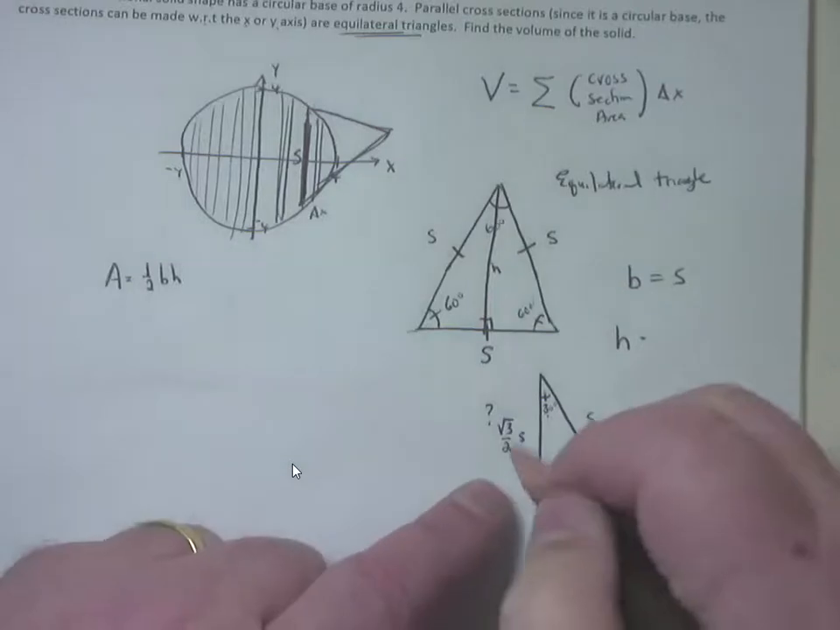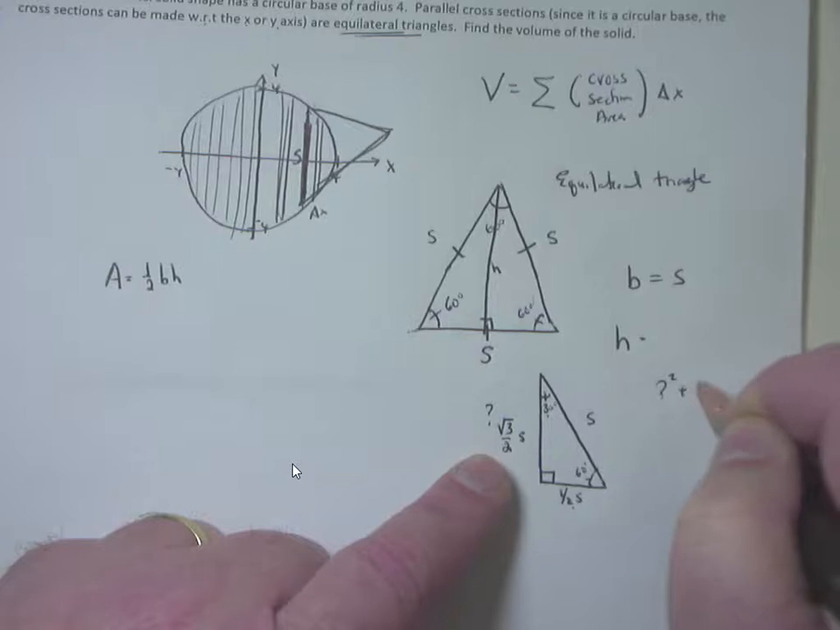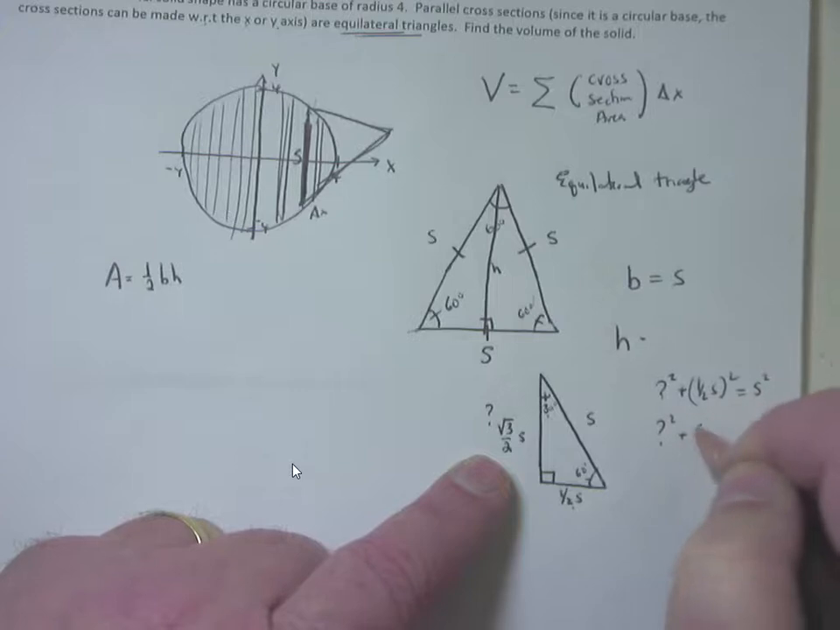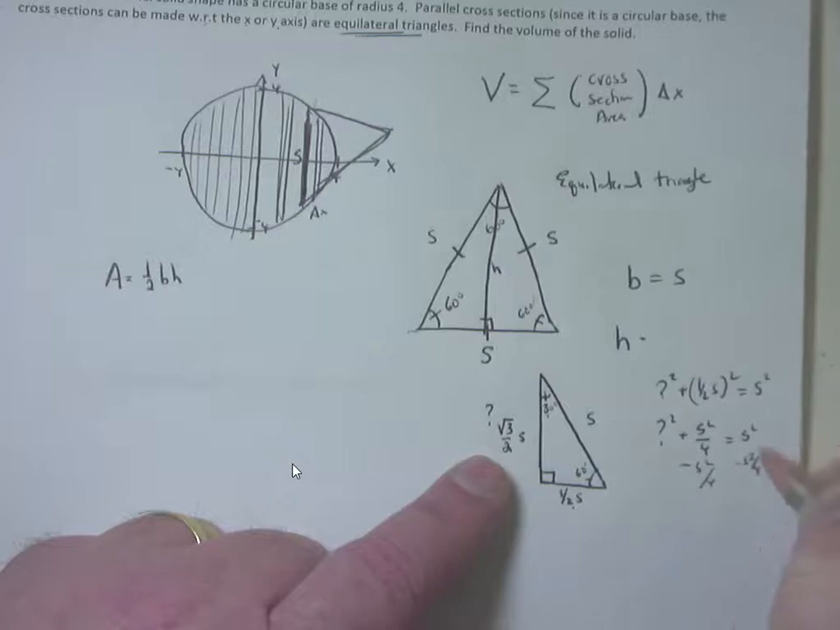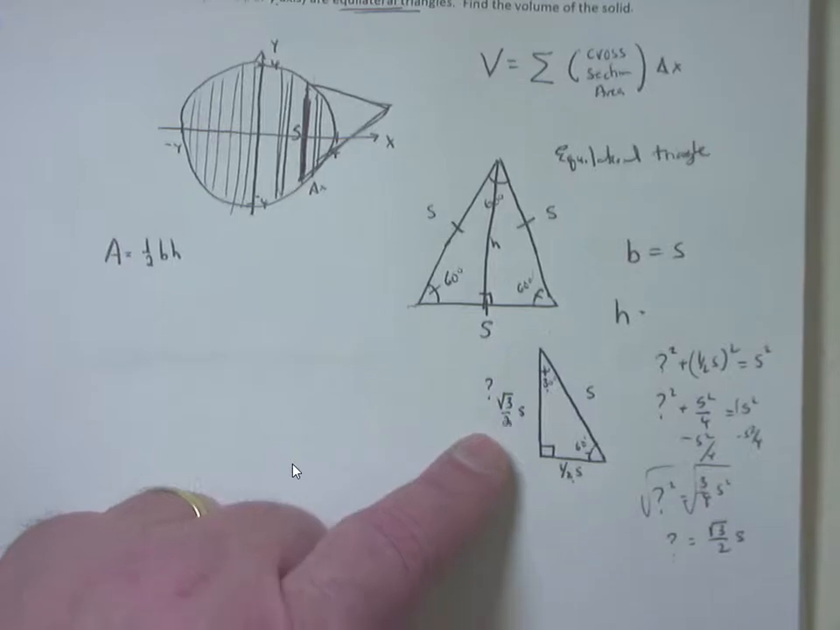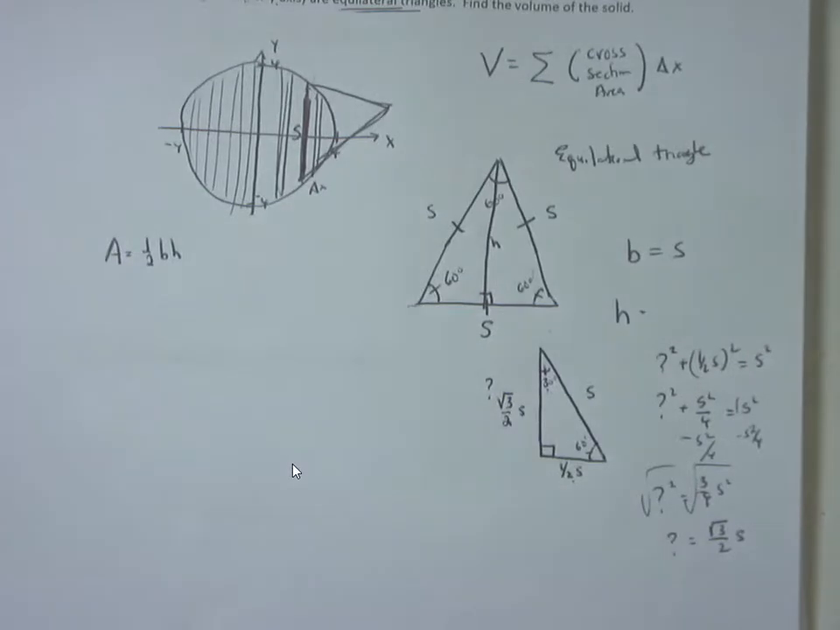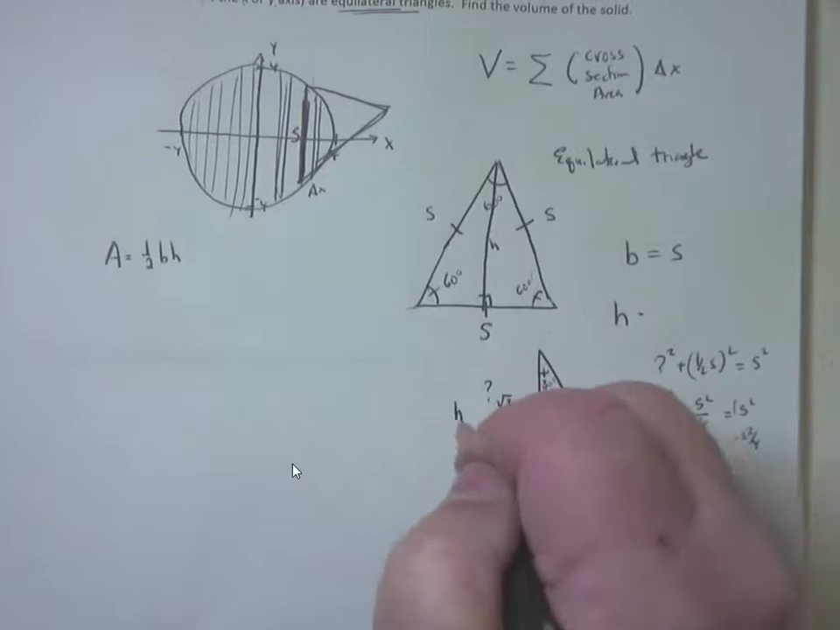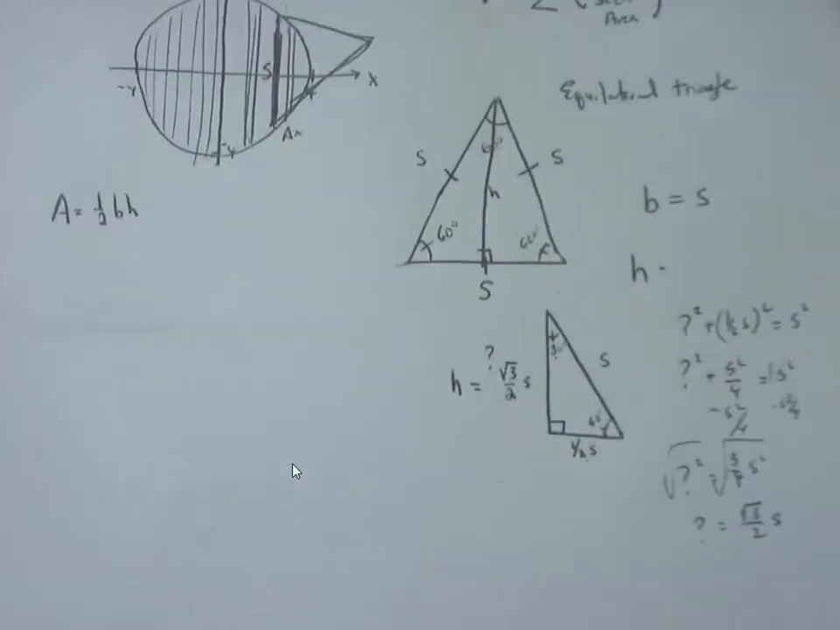So if you call this question mark here, question mark squared plus 1/2 S squared has got to be equal to S squared. So question mark squared plus S squared over 4 is equal to S squared. Subtract S squared over 4 from both sides. So I get question mark squared equals S squared minus 1/4 S squared, which is 3/4 S squared. Then you take the square root and you get the question mark to be the square root of 3 over 2 times S, since the square root of 4 is 2 and the square root of S squared is S. That's where it comes from. So you could derive it if you needed to. But you should have the ability to come up with this particular side. And this is the height. So my height is equal to the square root of 3 over 2 S.